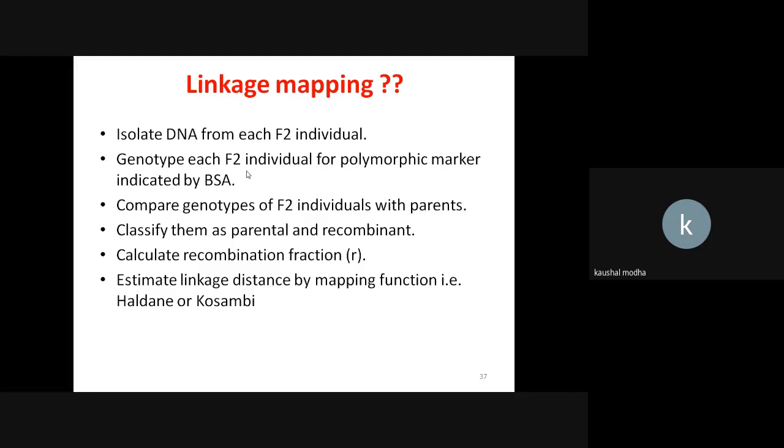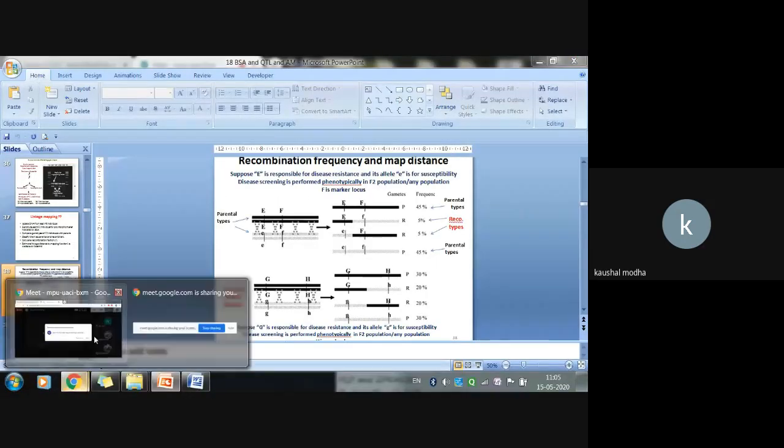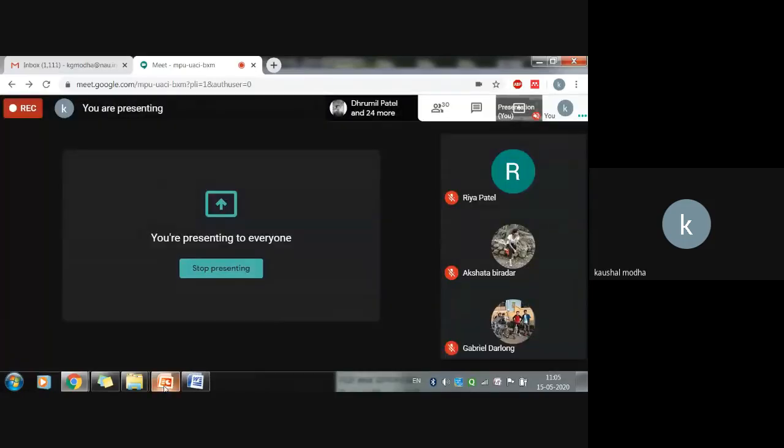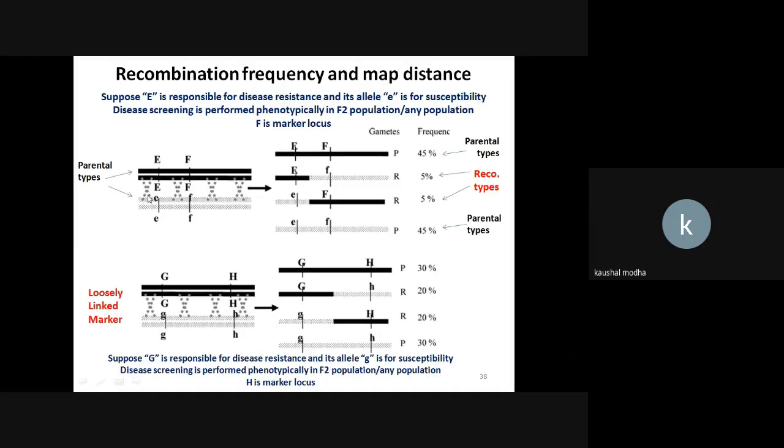So we classify them as parental and recombinant, and we calculate the recombination fraction. That means the number of recombinants divided by the total number of individuals studied. And then we estimate the linkage distance by utilizing mapping functions like Haldane and Kosambi. So mapping functions are utilized to convert recombination frequency into distance in terms of centimorgan. So this is how we classify the segregating individuals as parental or recombinant type, by genotyping all 200 F2 individuals after bulk segregation analysis.